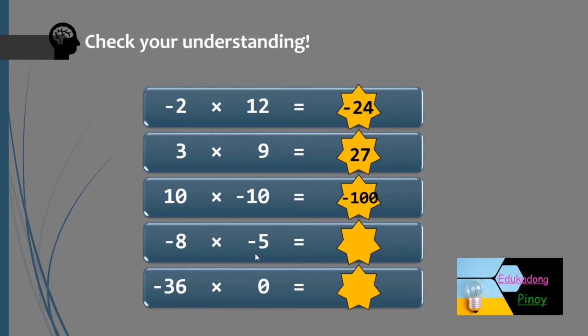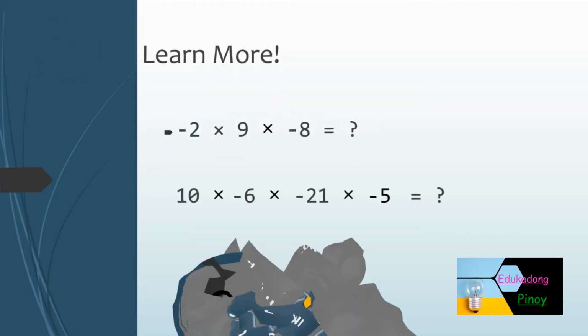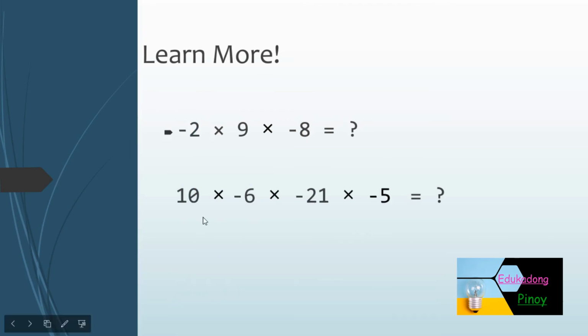Negative 8 times negative 5. So pareho silang negative. The answer will be a positive number, which is positive 40. And finally, negative 36 times 0. So alam naman natin, any number multiplied by 0 will always give us 0. So the answer here is 0, and it's neither positive nor negative. Basically, wala siyang sign. Yes, we're done.